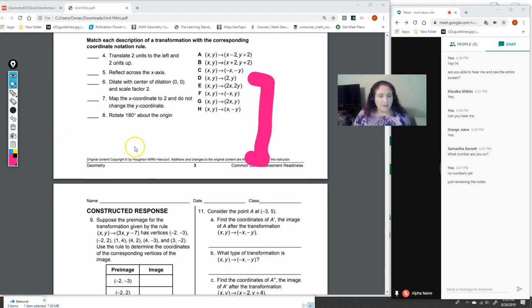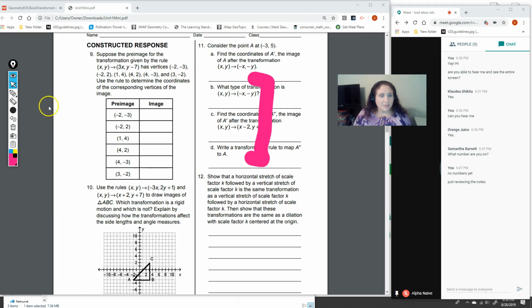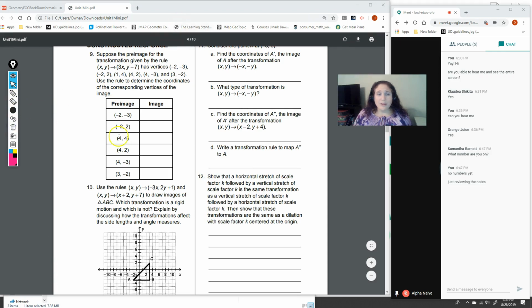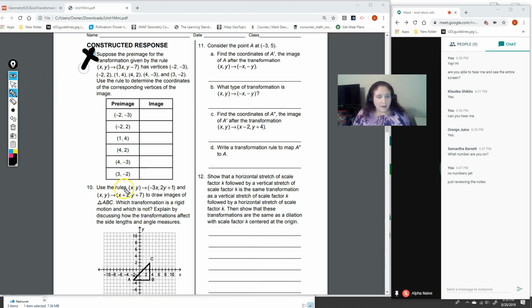Next. Down here for the constructed response, you won't have anything like this. This deals with skewing images. So for the purposes of our test, we can cross off number 9 on page 4. That's not going to be on your test. Number 10, you will have to do something like this, though with a different formula. You won't have one that has it as a skew.